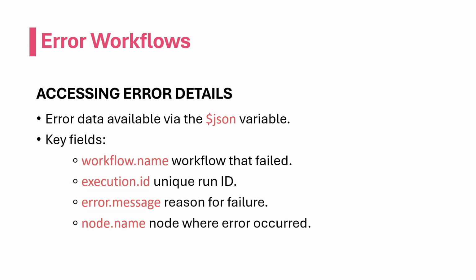Then we are going to discuss how to access error details. The error workflow gives you detailed context about the failure, and you can access this information using the $json variable inside your error workflow nodes. Some key fields include the name of the workflow that failed, the node that caused the error, the error message, and the execution ID. You can use all these variables to send detailed and meaningful alerts. Here, I will also show you an illustration for it.